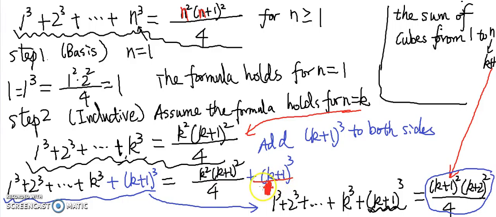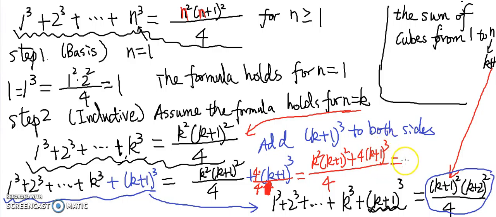And in order to add fractions, we need to equalize the denominators. So let's multiply by the LCD, least common denominator, 4. And now we can add the numerators. So copy the common denominator 4 and add our numerators: k squared times k plus 1 squared plus 4 times k plus 1 cubed.